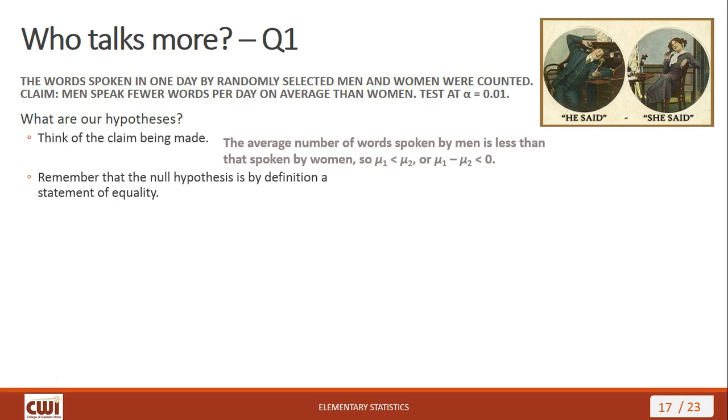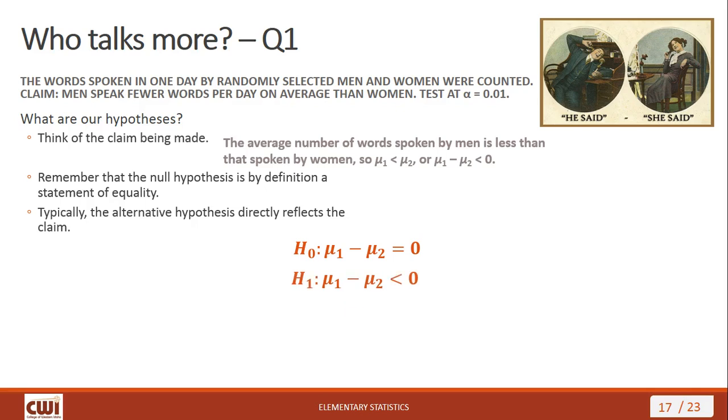Now, remember that the null hypothesis is by definition a statement of equality. So mu1 minus mu2 is going to equal 0. Next, the alternative hypothesis typically will directly reflect your claim. Here our claim has no semblance of equality to it, so we just adopt it for our alternative hypothesis.